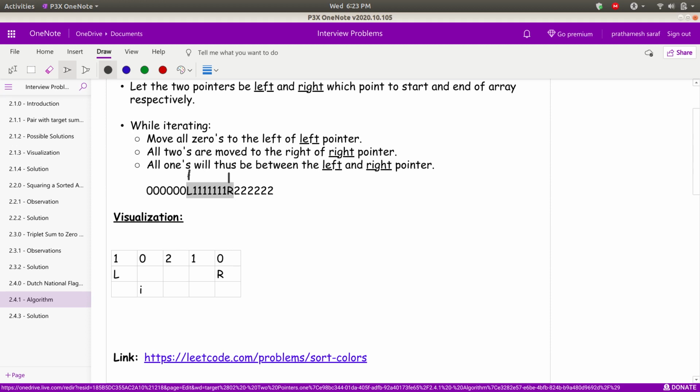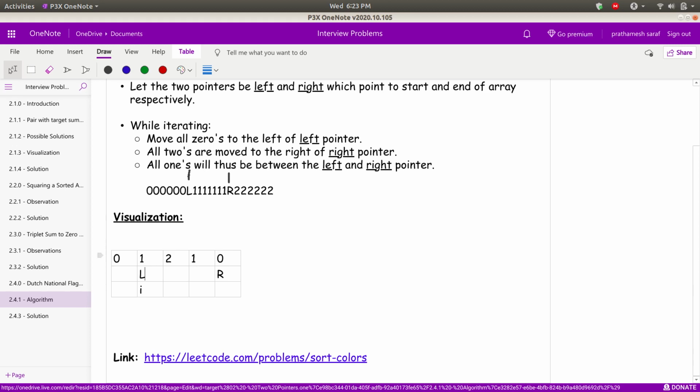Now see, the first step here is, first I encountered 1 here. Then I just incremented my I to the next value. So now I got 0. Now as per the algorithm, we need to have our zeros before the L, that is before the left pointer. So I am going to swap these two terms, that is I'm going to swap 1 and 0, and I'm going to increment my left pointer. So my 0 will become 1, and my 1 will become 0, and finally I would increment my left pointer here, and my L will be here.